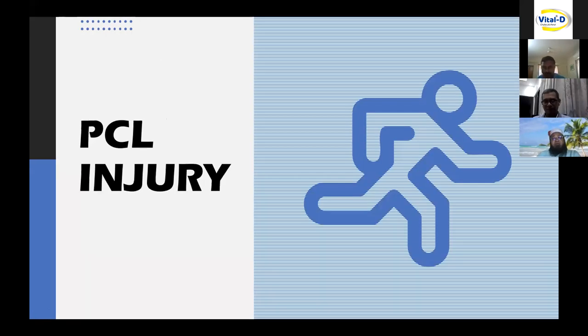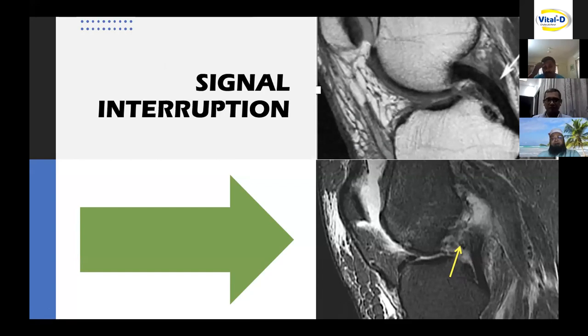Now I'll say something about the PCL injury. This is the normal PCL, because when you know the normal, it is very easy to diagnose the abnormal one. So you can see the normal typical shape in the upper figure. In the lower figure, you can see that it is attached to the tibia. The tibial attachment is okay, but the signal is interrupted. It is not attached to the femur. So this portion is okay, but the upper portion, that is the femoral portion of this PCL, is torn.